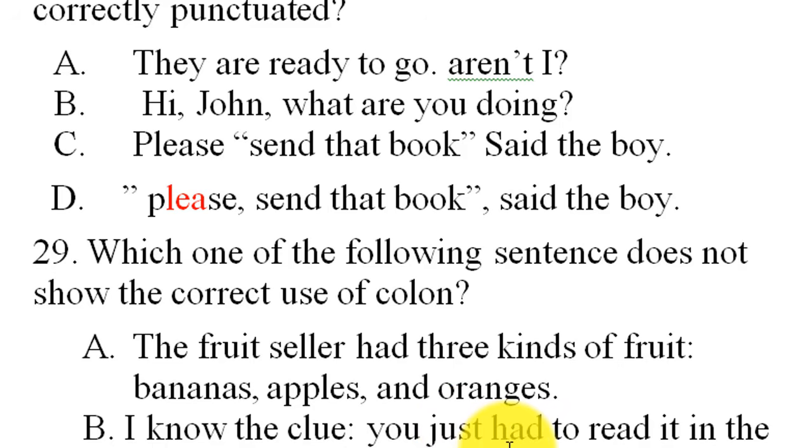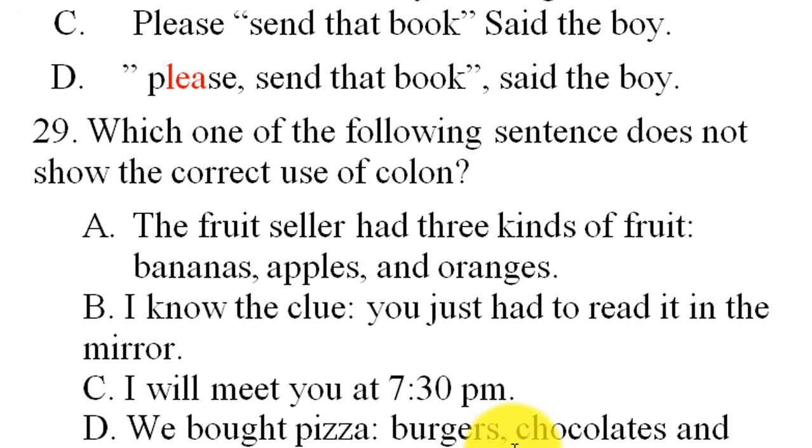Okay, I know the clue. You just have to read it in the mirror. All right, another one. I will meet you at 7:30. Yeah, right. And we bought pizza, burgers, chocolates and what? So here I won't use a colon. Instead I can use a comma. I use a colon when I want to make a list. A, B, C are correct, but D is not the correct answer; it doesn't show the use of a colon. So that's the wrong place.